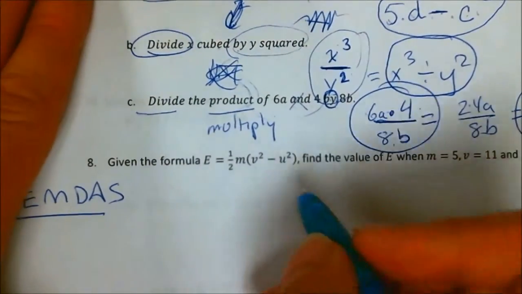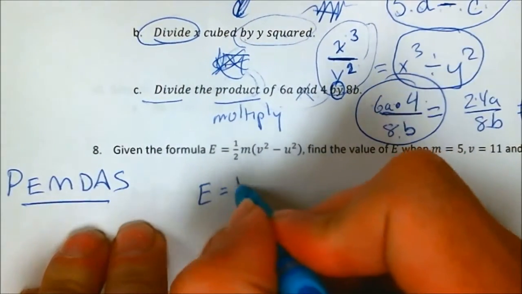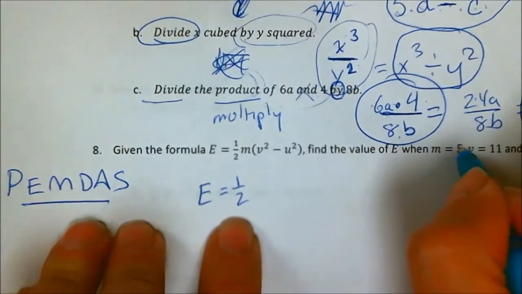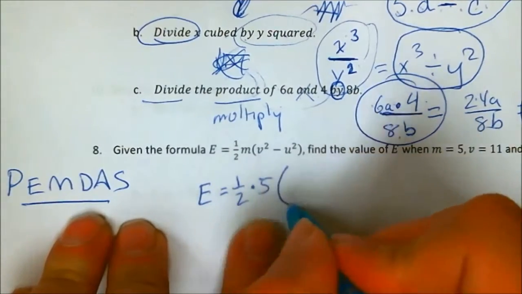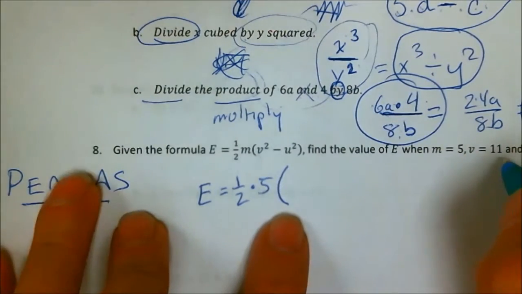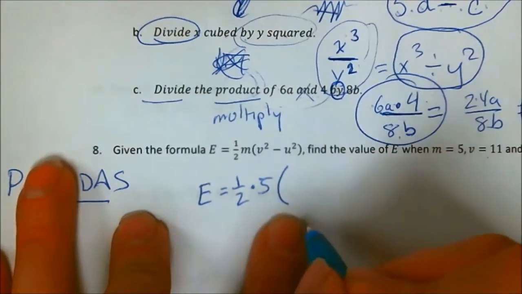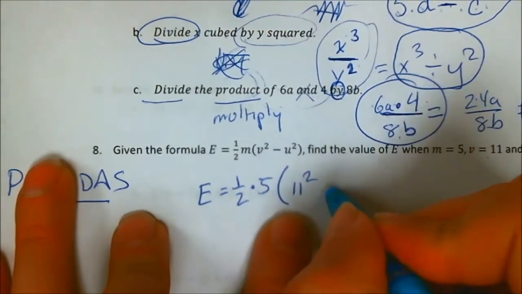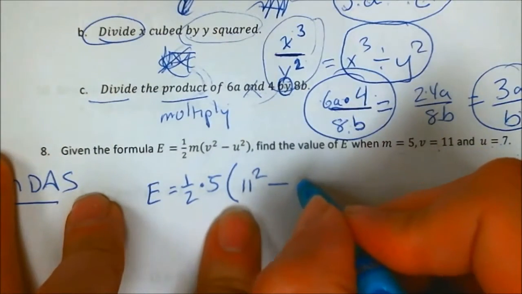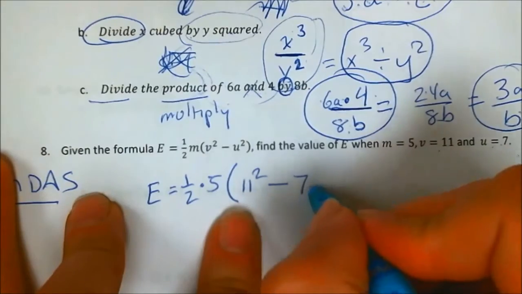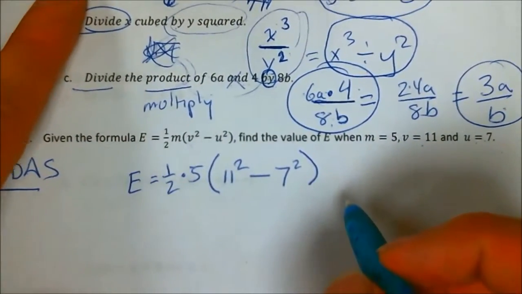So it's pretty simple. You just put m in where m is, and v in, where's v? Right here, where you see a v. So that's 11 squared minus, and then a u in, where you see the u, minus 7 squared. Here's what so many of you did.